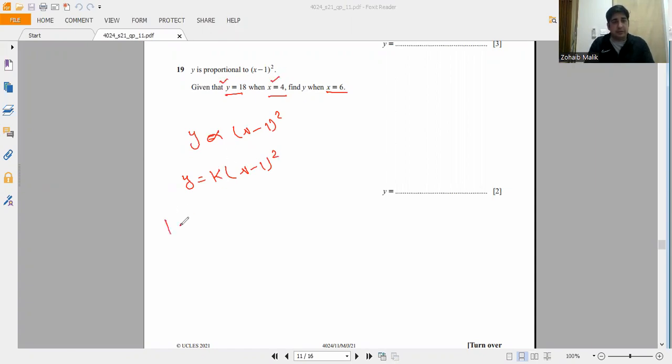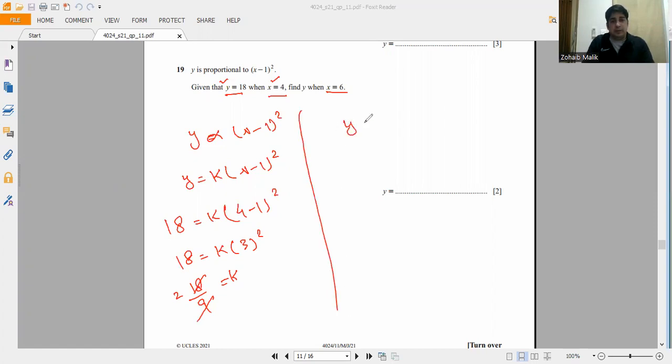We put y is 18 and x is 4 minus 1 whole square. So 18 is equal to k into 3 whole square, which is 9. So k is equal to 18 over 9, because 3 square is 9. So the k value is 2. So now the equation becomes y is equal to 2 times x minus 1 whole square. Now we have to solve this one. When x is 6, then find y.